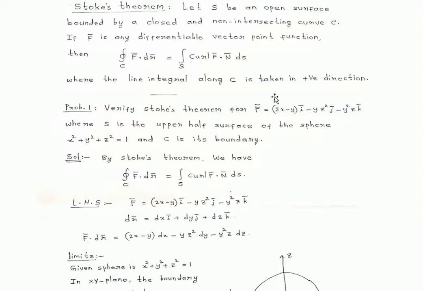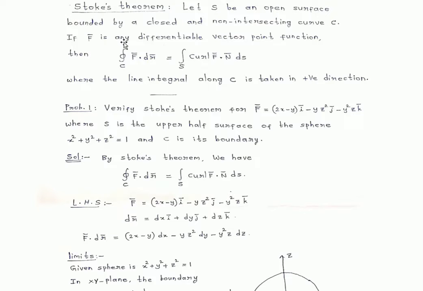Hi students, in this session let us see some problems on Stokes theorem. Once again we will see the statement of Stokes theorem. Closed integral C f bar dot dr bar is equal to integral S curl f bar dot n bar ds. In the left hand side we have line integral, in the right hand side we have surface integral.